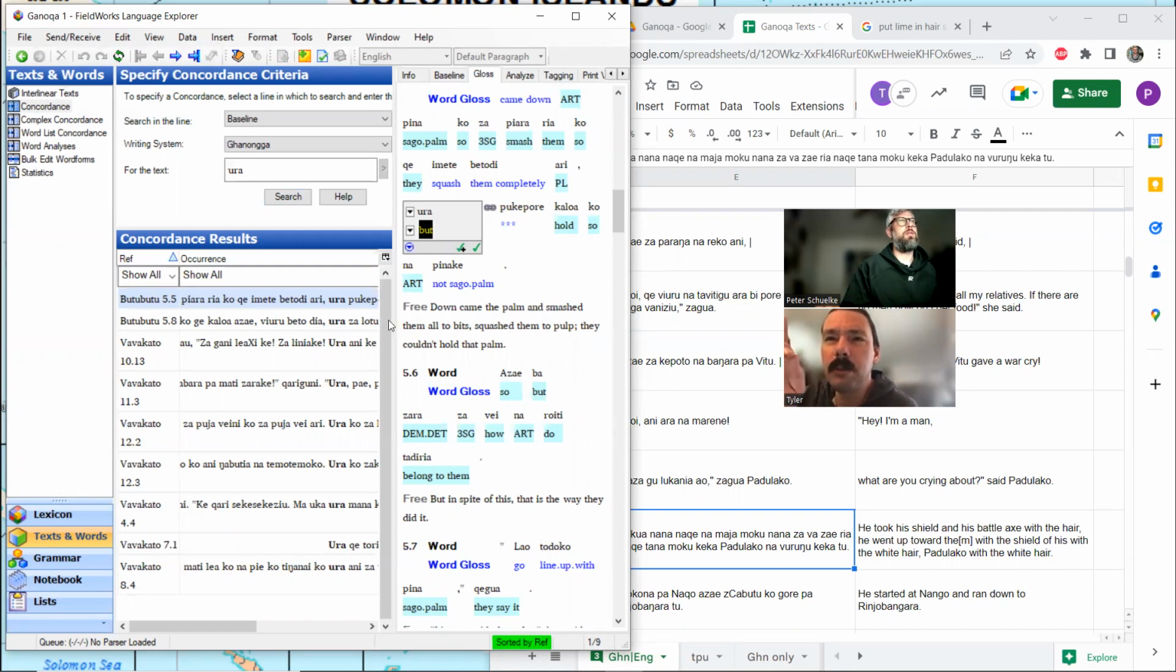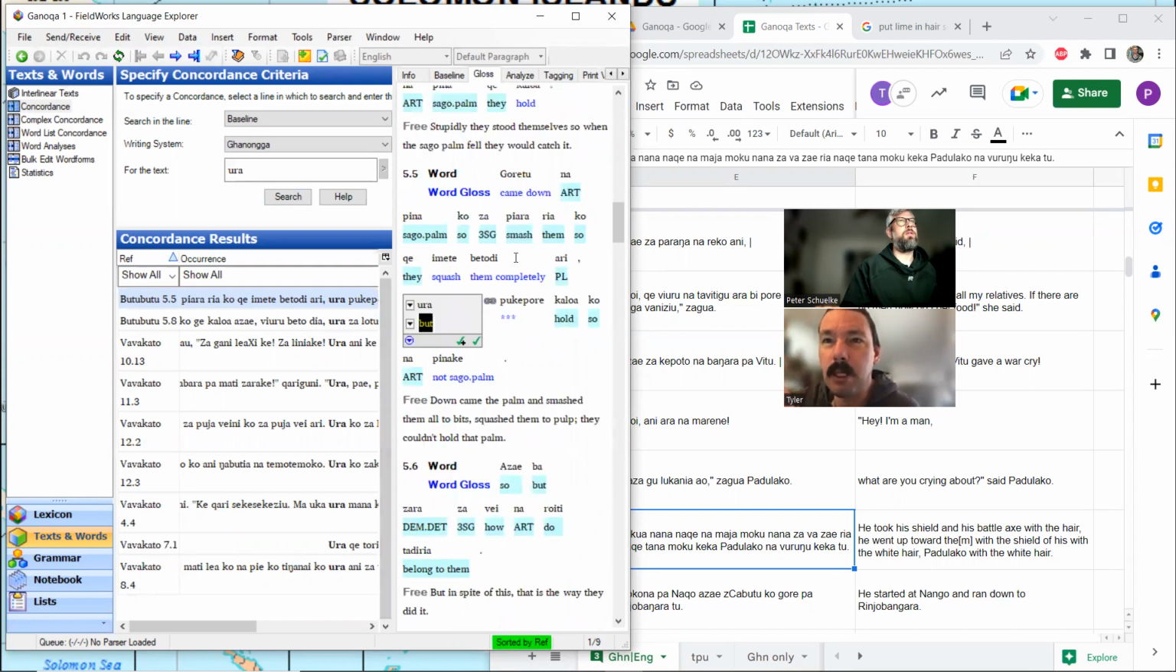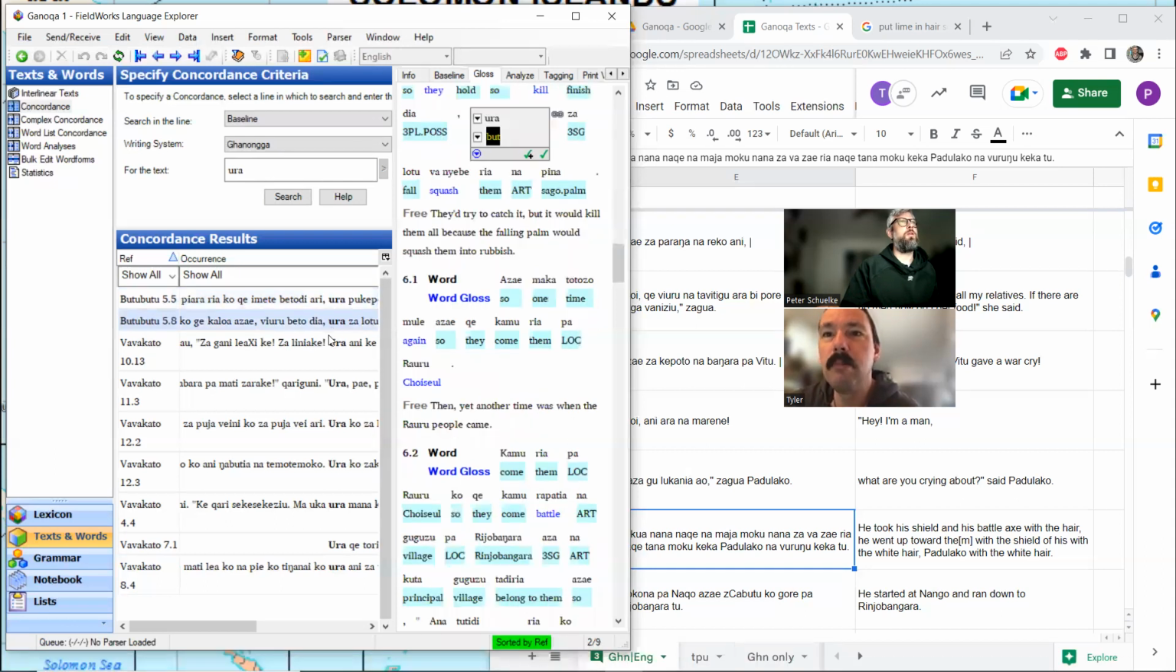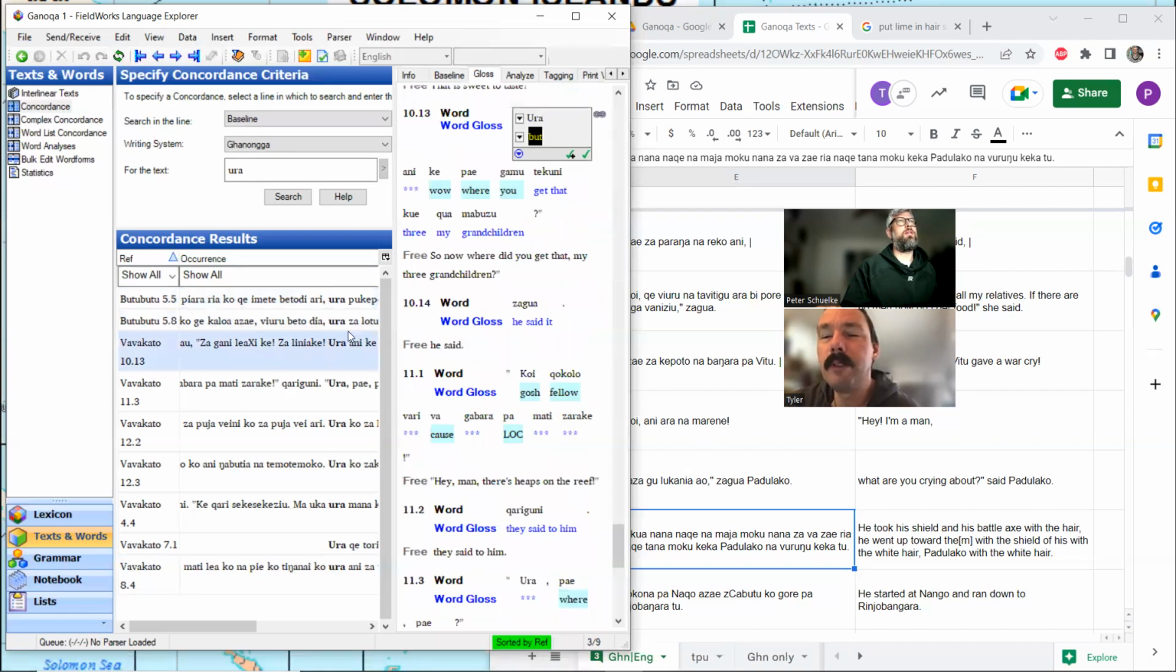Scroll up just a little bit so we can get that whole sentence. I guess that's the beginning. Came down the sago palm. So it smashed them. So they squashed completely them. And then they couldn't hold it. Because it would fit well there. Yeah. Because they couldn't hold it. They couldn't catch it. All right. We've already got kind of a but meaning.